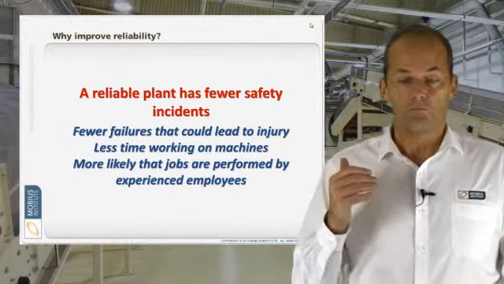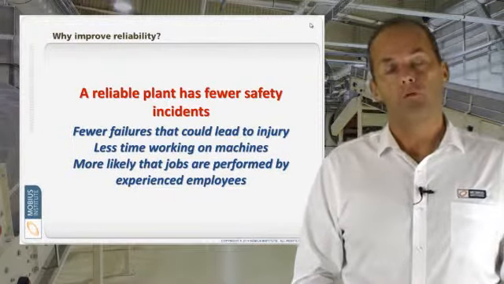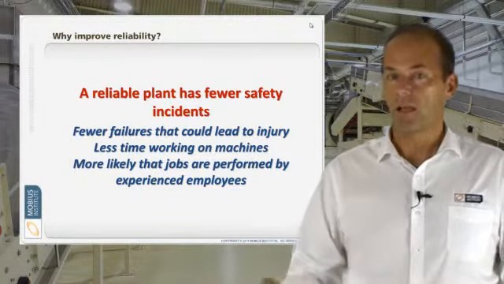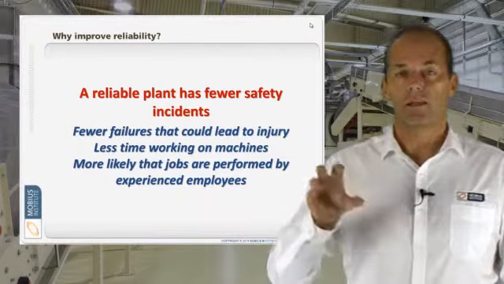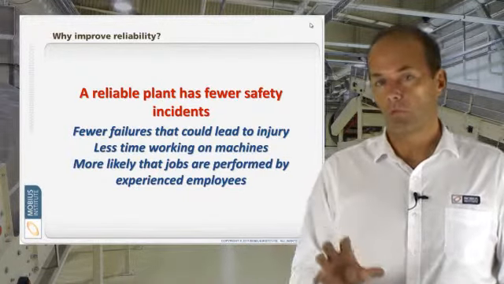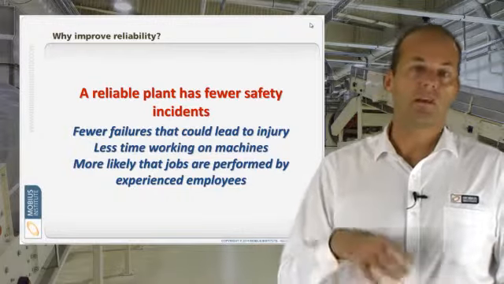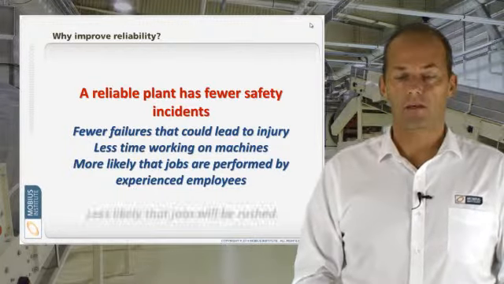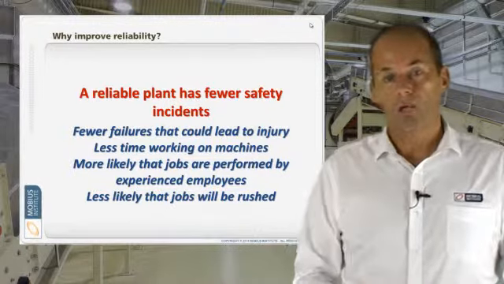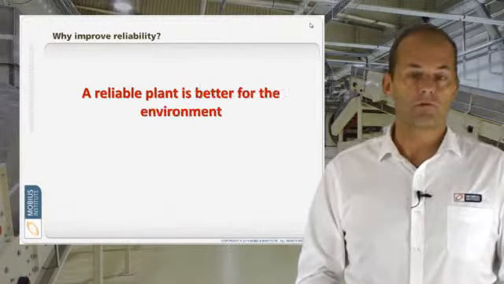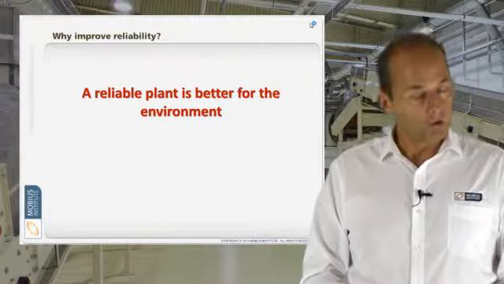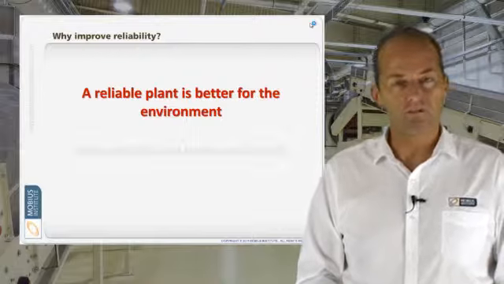So it's more likely that jobs are being performed by experienced employees as well. So with better maintenance planning and scheduling, it's more likely that the correct tools will be used and the jobs will be performed by people who are properly trained with some experience, and therefore less likely to have a safety incident. Also, in a more reliable plant, it's less likely that jobs will be rushed, which again leads to safety incidents. Also, a reliable plant is better for the environment.